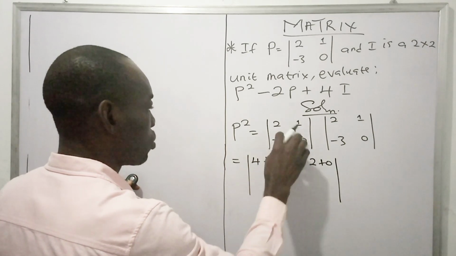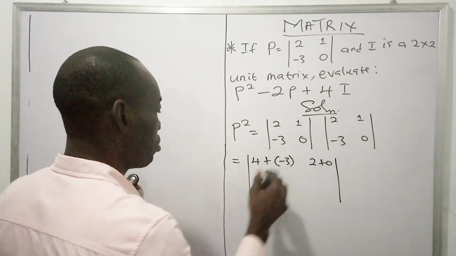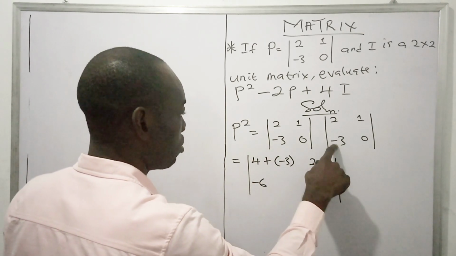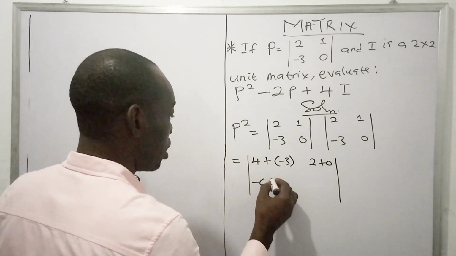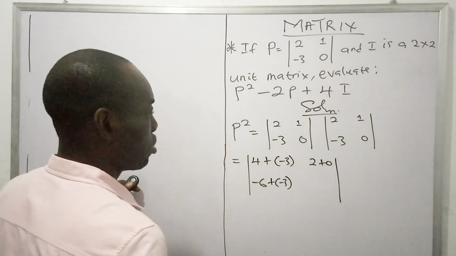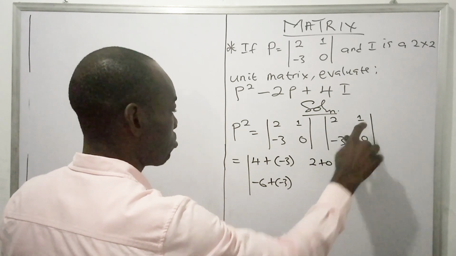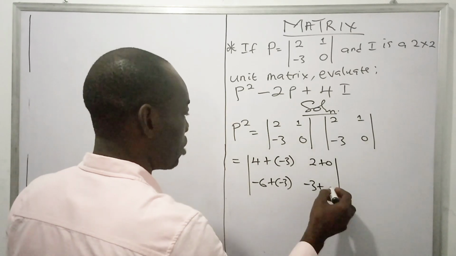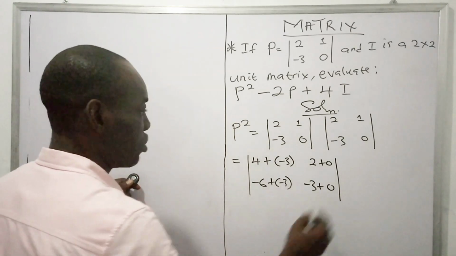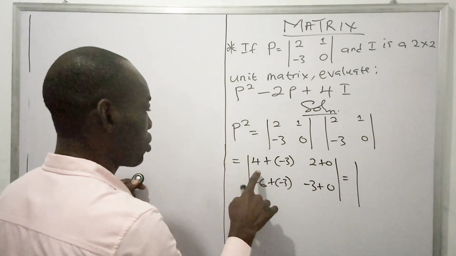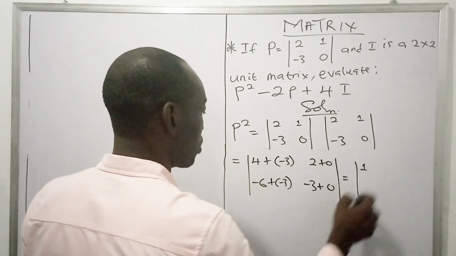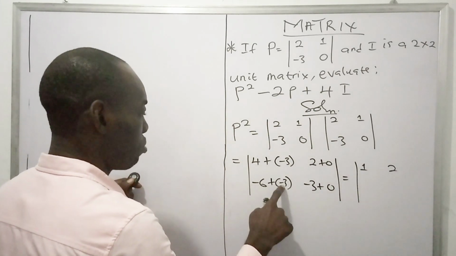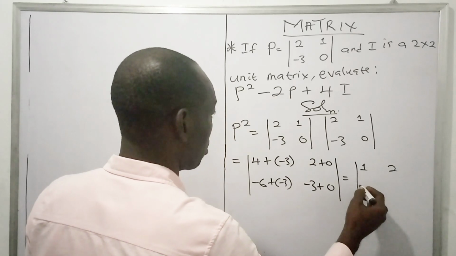Then we go to the next row. Minus 3 times 2 is minus 6, and 0 times minus 3 is 0. Then minus 3 times 1 is minus 3, and 0 times 0 is 0. Having done this, the outcome of P squared: 4 minus 3, that's 1. 2 plus 0, that's 2.